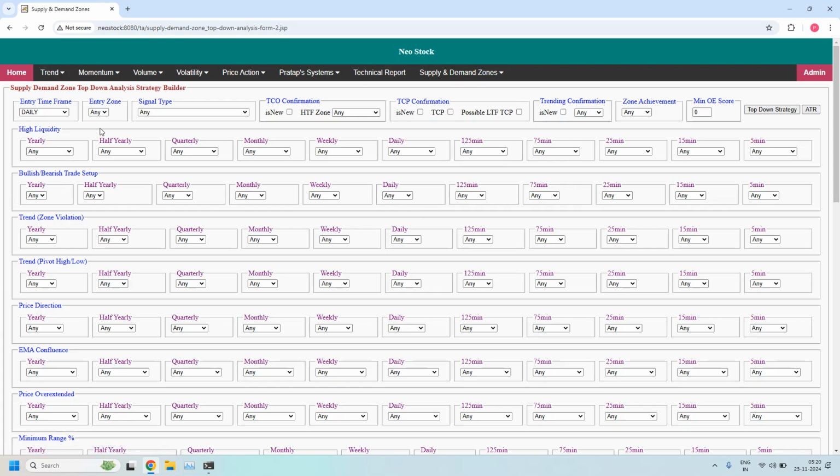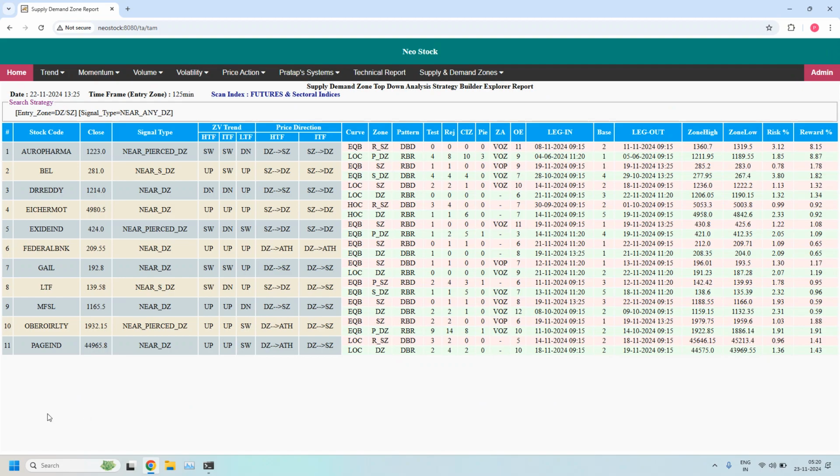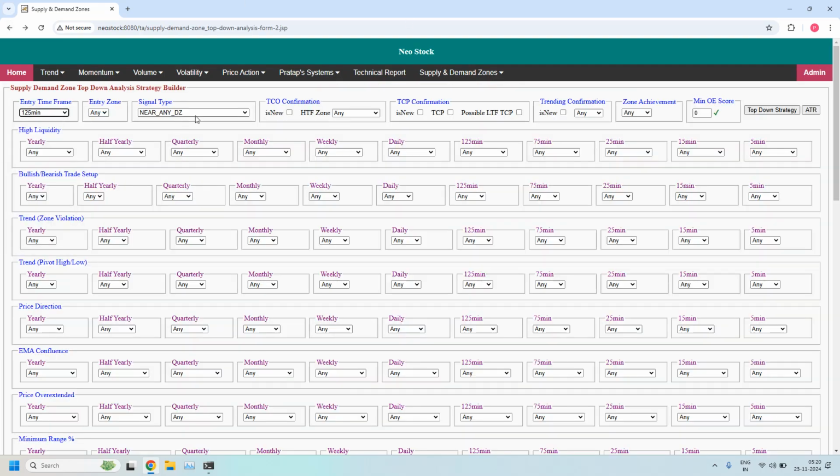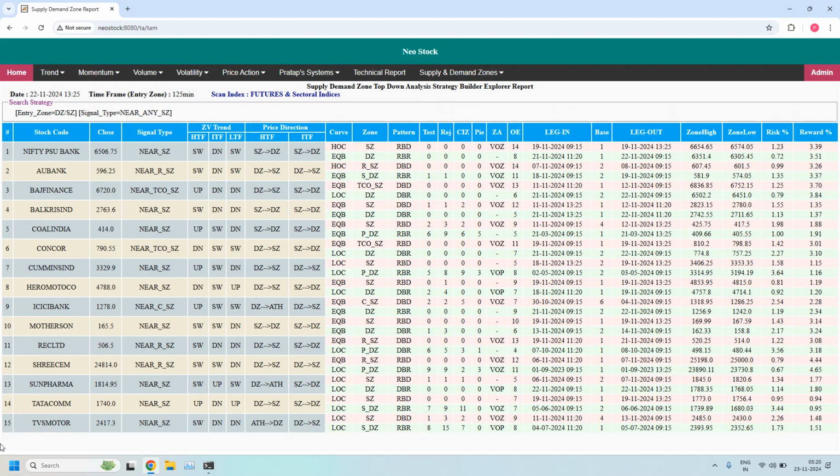Next time frame is 125 minutes. Stocks near 125 minutes demand zone. We got 11 stocks. Next, 125 minutes time frame, stocks near 125 minutes supply zone. We got 15 stocks.